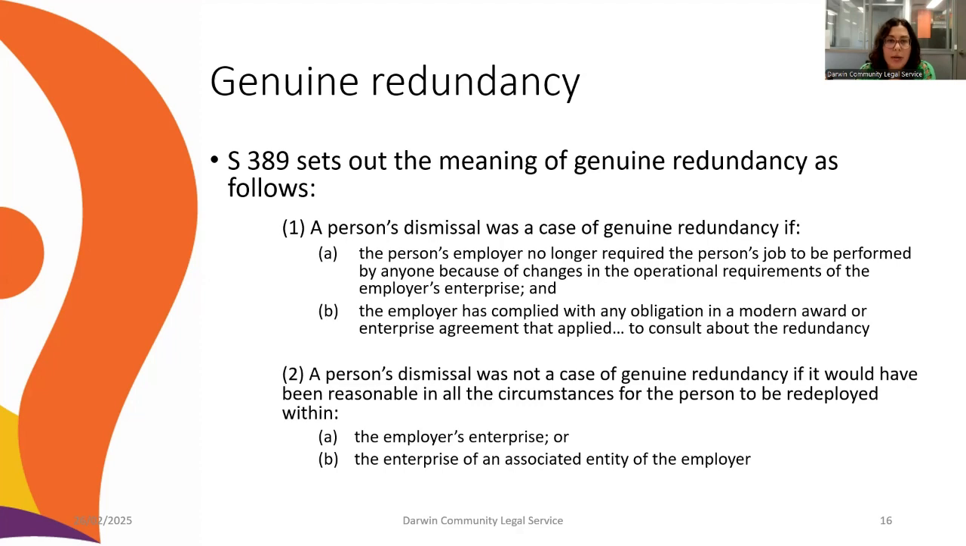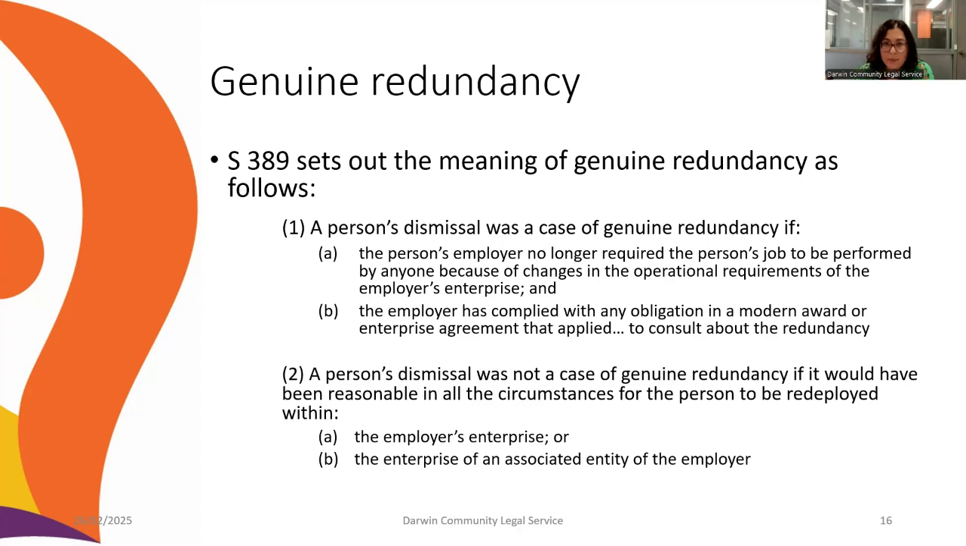So section 389 sets out the definition. A person's dismissal is a case of genuine redundancy if the employer no longer requires the job to be performed because of changes in the operational requirements of the employer's enterprise, and the employer has complied with any obligation in a modern award or enterprise agreement to consult about the redundancy.